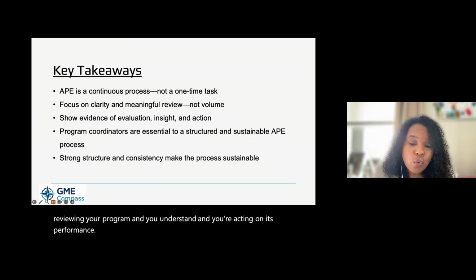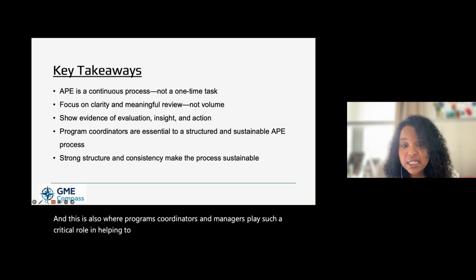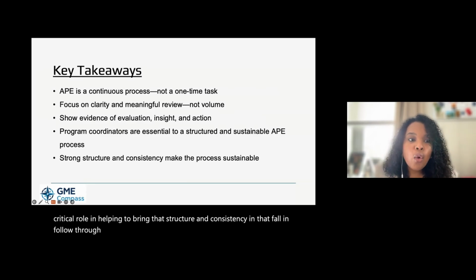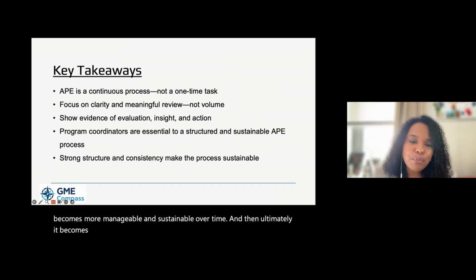And this is also where program coordinators and managers play such a critical role in helping to bring that structure, consistency, and follow-through to the process. When an APE is supported in this way, it becomes more manageable and sustainable over time. And then ultimately, it becomes a tool that supports program improvement and not just compliance.